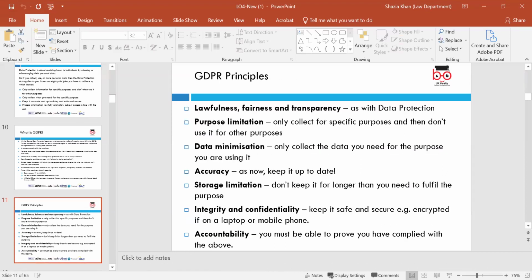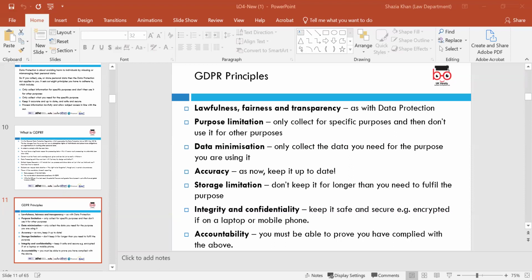Then you've got the GDPR principles, which are lawfulness, fairness, and transparency. The purpose limitation: only collect data for specific purposes and don't use it for other purposes. Data minimization: only collect the data you need for what you are using it for. So don't just get the data. You need to make sure you are using it for the right reasons, and that it is protected all the time, because it's confidential information and the laws of GDPR apply in protecting data.